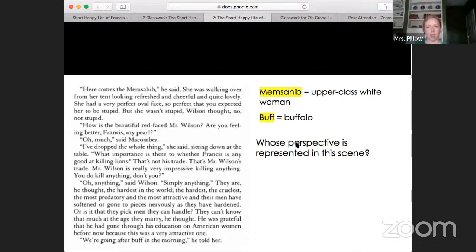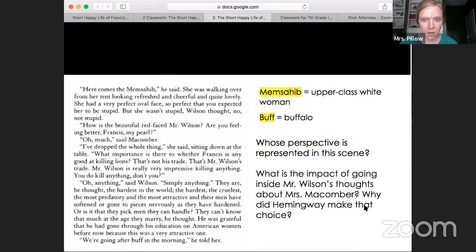Okay, what's Wilson thinking in this section? What's he thinking about as Mrs. McCumber comes over? She's thinking about her physical features, like her face and head. Yeah, what does he think about her? That she's very beautiful. Yeah, the most attractive. And then also he says she's the hardest and the cruelest, the most predatory and the most attractive. So he's actually in his mind thinking about American women in that section. Because you see at the end, it says he was grateful that he had gone through his education on American women before, because this was a very attractive one.